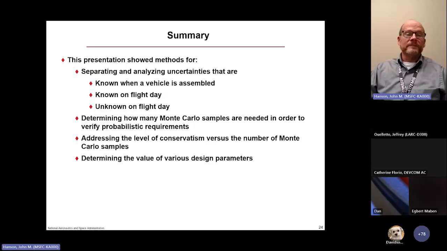So, summary: we showed methods for separating and analyzing uncertainties that are known when the vehicle is assembled, that are known on flight day, and that are unknown on flight day. And you can model it during the design phases doing that. And then determining how many Monte Carlo samples we need in order to verify probabilistic requirements. We address the level of conservatism versus the number of samples and determine the value of various design parameters. And that's the end of my discussion.